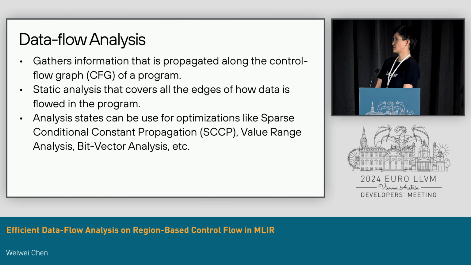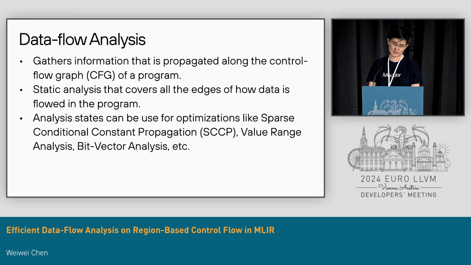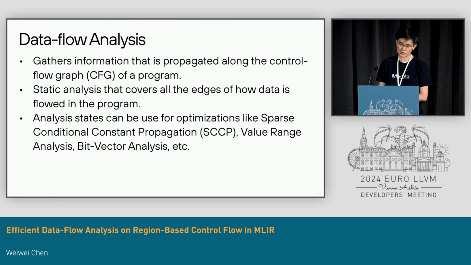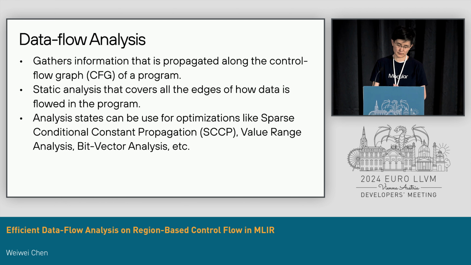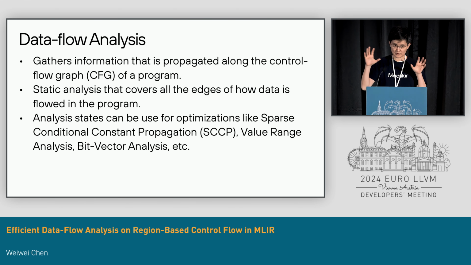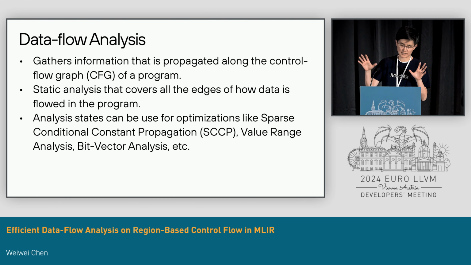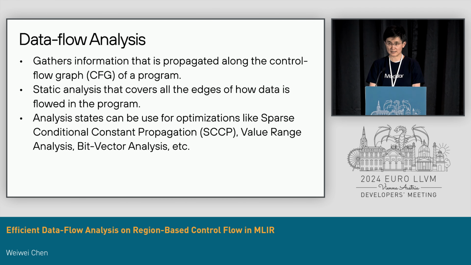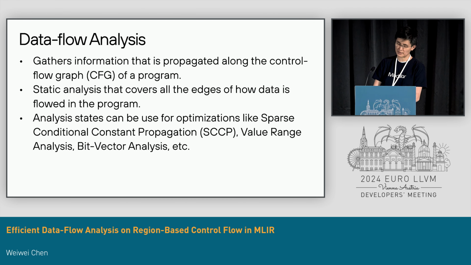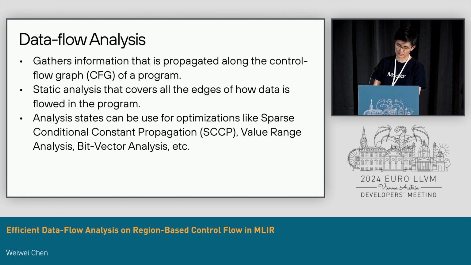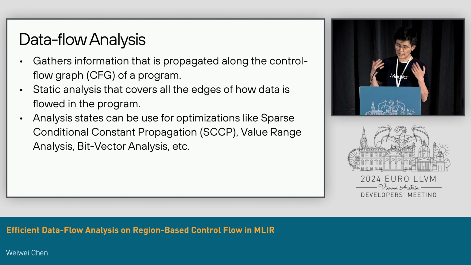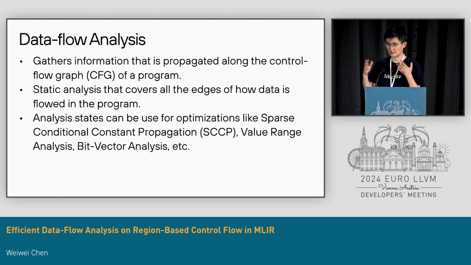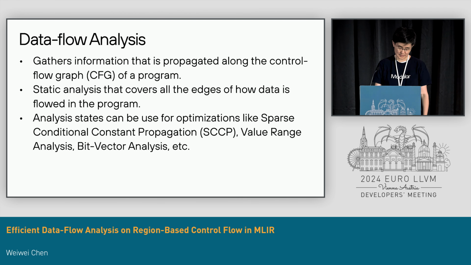So data flow analysis. Data flow analysis is the type of analysis where we get information that is propagated following along the control flow graph of a program. It is a static analysis that has to cover all the edges of how data flows in the program. The analysis states are very useful for some of the optimizations for compilers, such as sparse conditional constant propagation (SCCP), value range analysis, and a lot of other types of analyses.